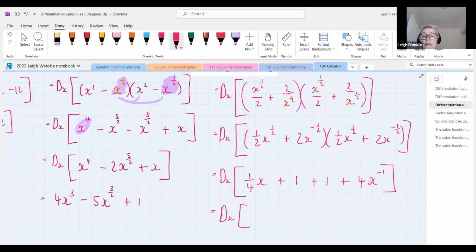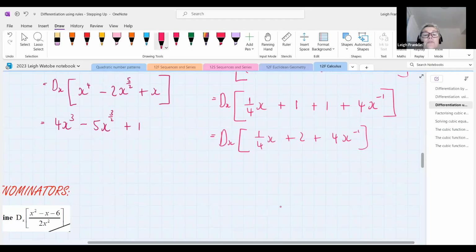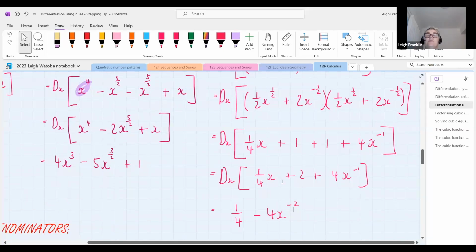So that means that we're going to end up with 1 over 4x plus 2 plus 4x to the power of -1. And now we're ready to take the first derivative. So that means that we're going to end up with 1 times a quarter is a quarter. And then the 2 would obviously become 0. And then we would end up with 4 minus 4x to the power of -2, like so. All right, all good. Any questions? Take screenshots.